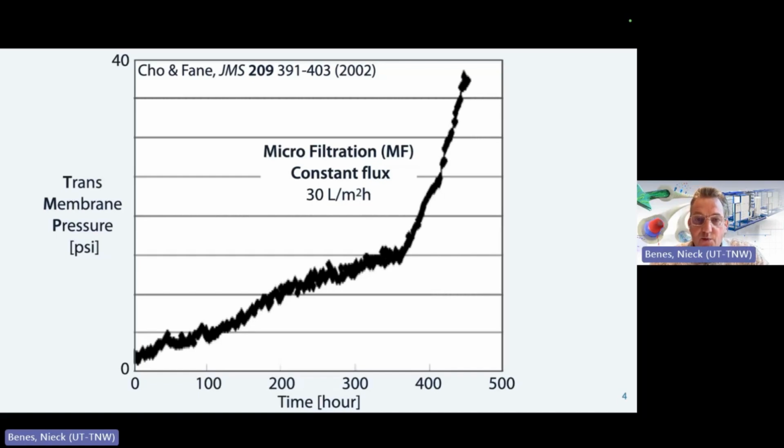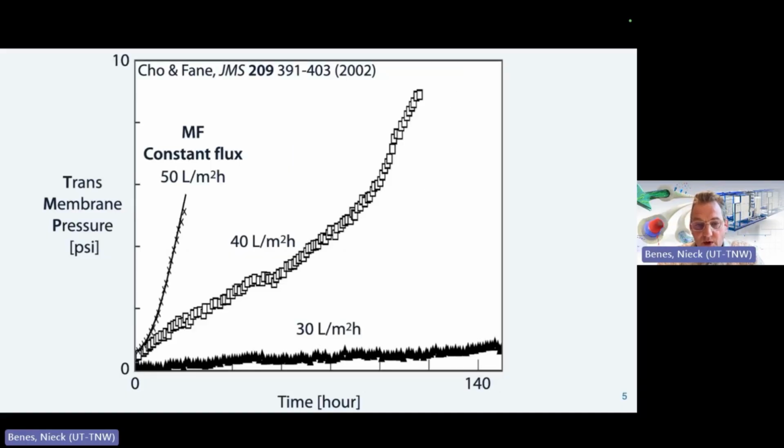Now, if we look at these data again, that's what you see in this plot. It's the data at the bottom for 30 liters per square meter per hour. And we see that over a period of, let's say, 150 hours, the fouling is not so very substantial. But if you increase slightly the flux through the membrane, if we go from 30 to 40, then the increase in transmembrane pressure over time is much more pronounced. And if we even further increase the flux to 50, then even more change in pressure difference over the membrane is seen. So this indicates that it's very important how large the transport through these membranes is.